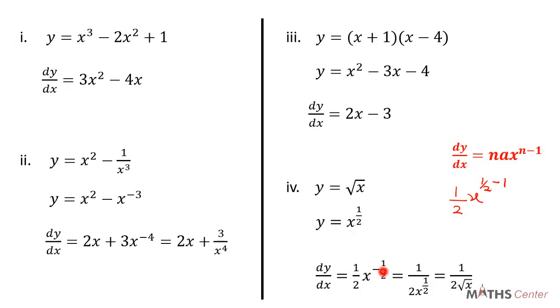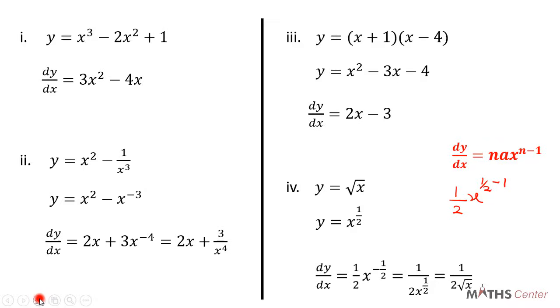As I said, I explained all of this in the lesson on indices. So if you study the lesson on indices, you understand what we are doing here. If you have half x exponent negative half, it can be written as 1 divided by 2x exponent half, and x exponent half is the square root of x. So this gives us 1 divided by 2 root x.